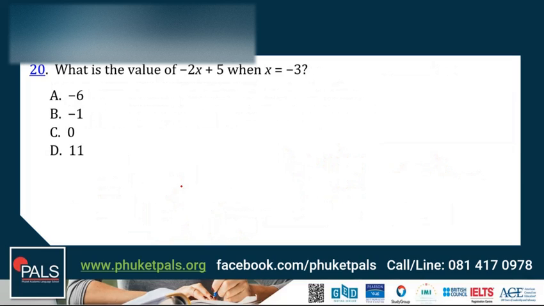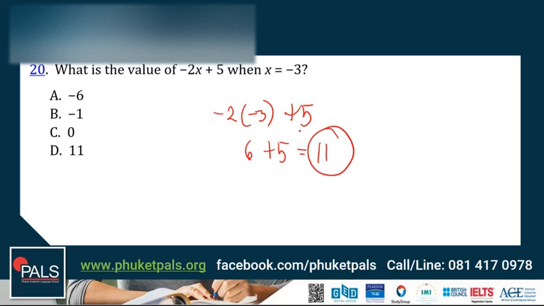Number 20. What is the value of negative 2x plus 5 when x is equal to negative 3? In this type of question, all we need to do is substitute x by negative 3. We've got negative 2 times negative 3, plus 5. Negative 2 times negative 3 is 6, plus 5 is equal to 11. So the answer is letter D.